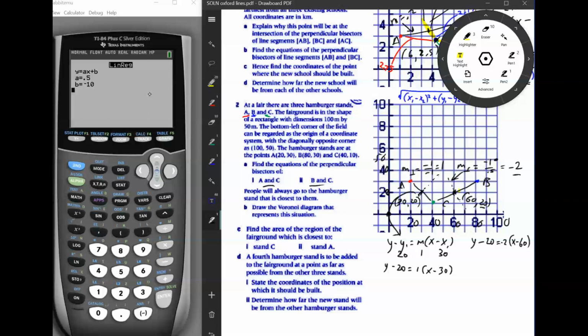People will always go to the hamburger stand that is closest to them. Draw the Voronoi diagram that represents this situation. Okay, so now I'm going to use the highlighter to extend these borders. There we go. So basically, if you're in one of these regions, that's when you're going to decide which hamburger stand you're going to go to.